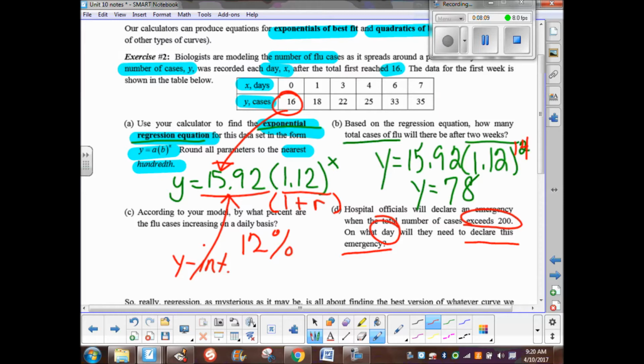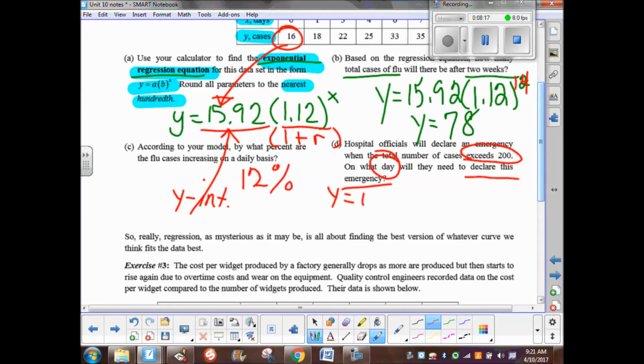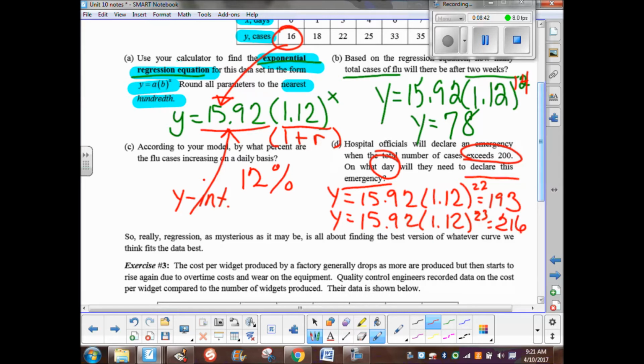See what you get. Dylan, you got the answer already? On the 22nd day, okay, if you did it to the 22nd, you end up with 193 cases. So then I would go to the 23rd day, because we're almost there, and you end up with 216 cases. So on the 23rd day is when they would declare that an emergency.